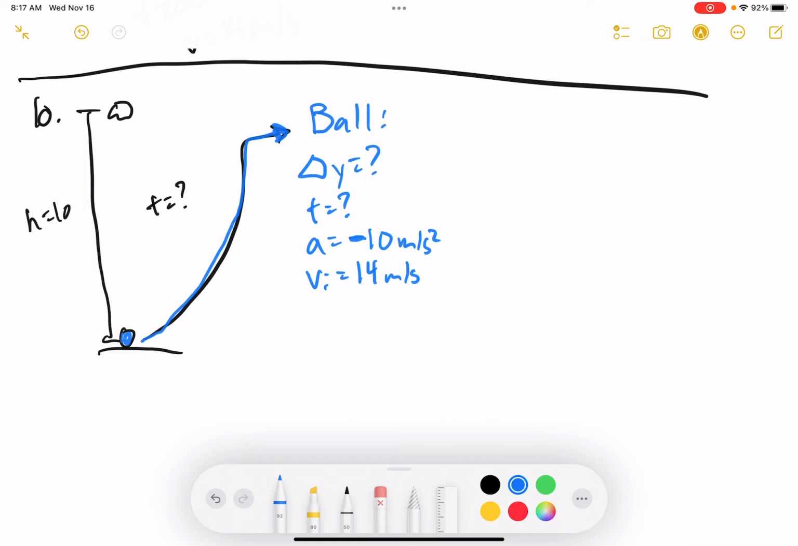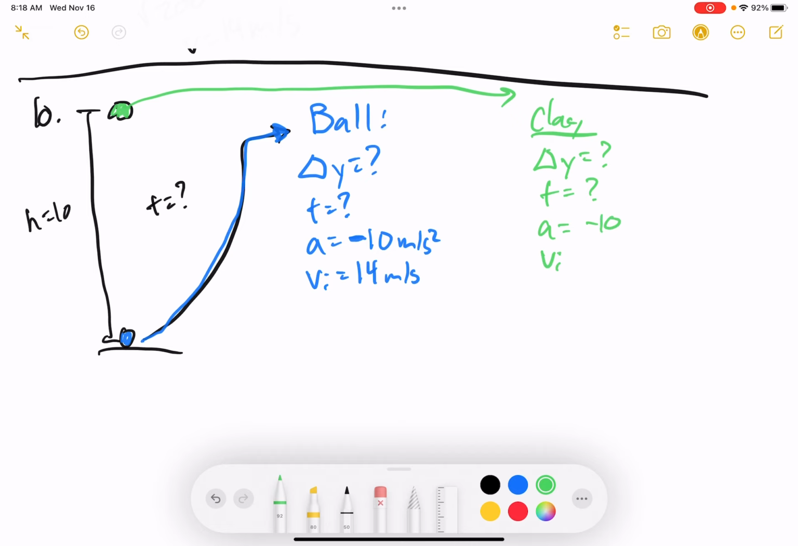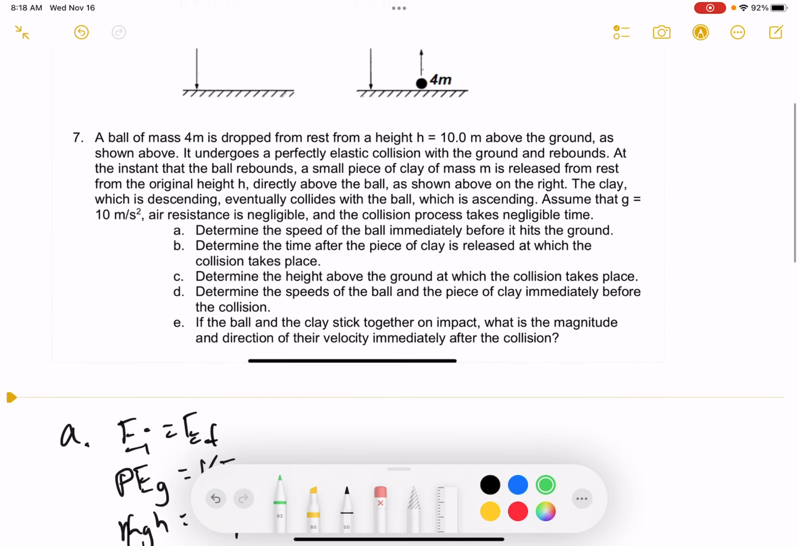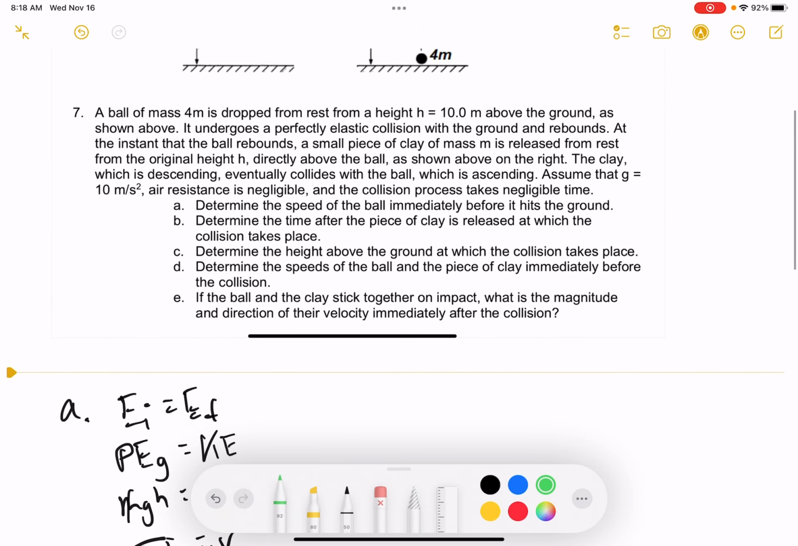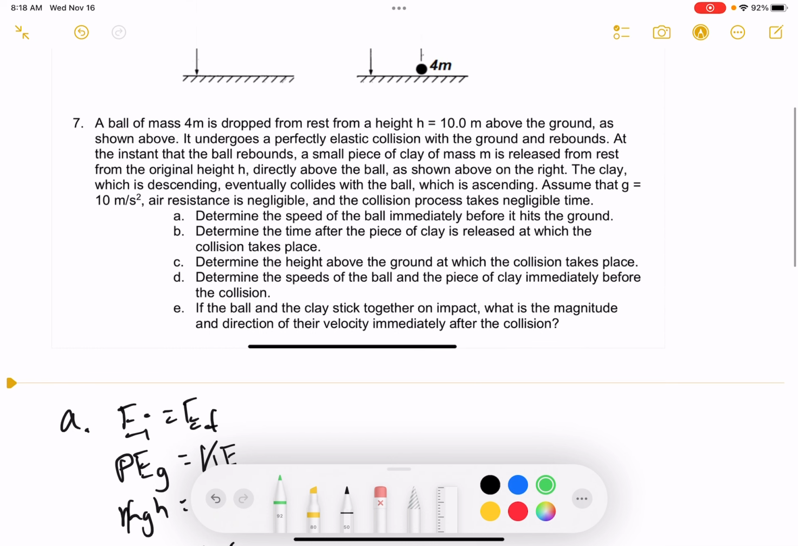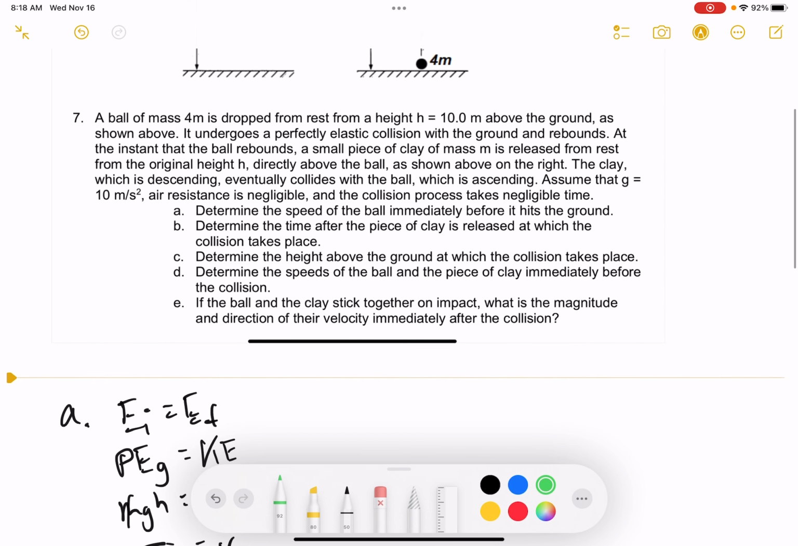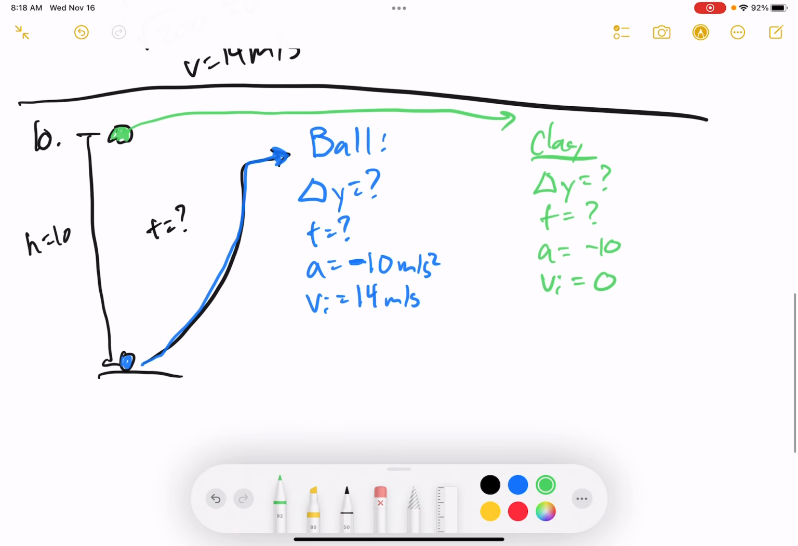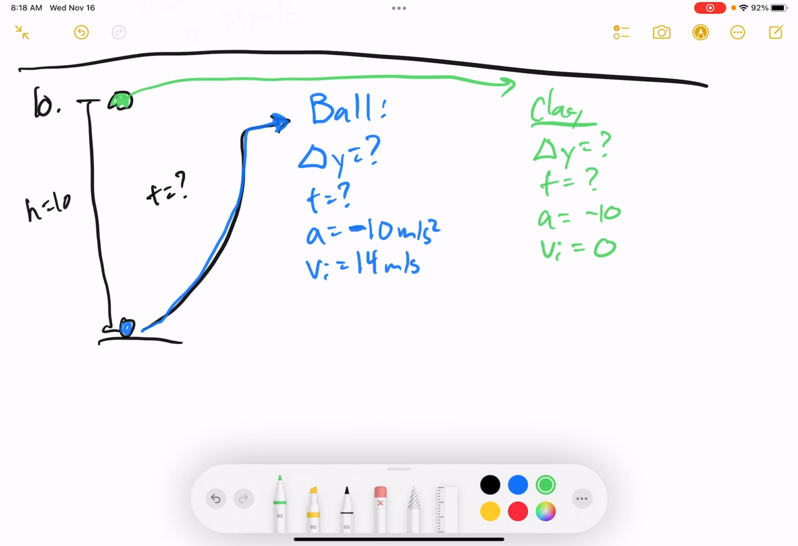Okay. Now let's go ahead and look at what we have for our clay. Okay. So I have my clay. And so here I also don't know what delta y will equal. I also don't know what the t will be. But I do know a equals -10. And I know that my vi here is going to just be 0 because it's being dropped, right? The clay is released from rest, okay? So that is an important thing to remember, that the clay is actually released from rest.